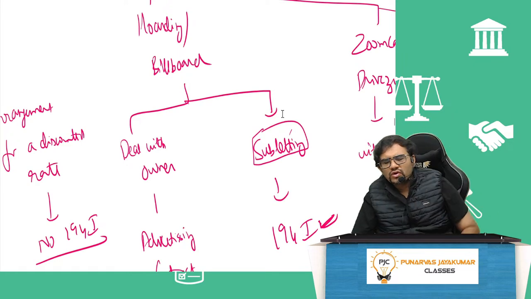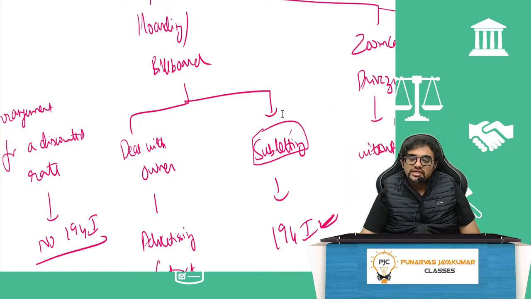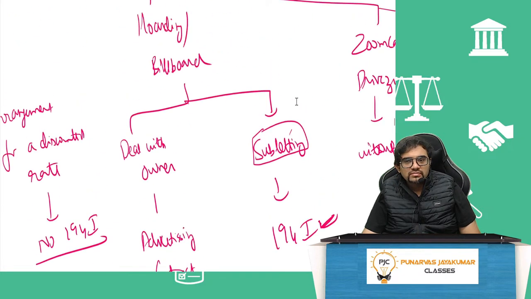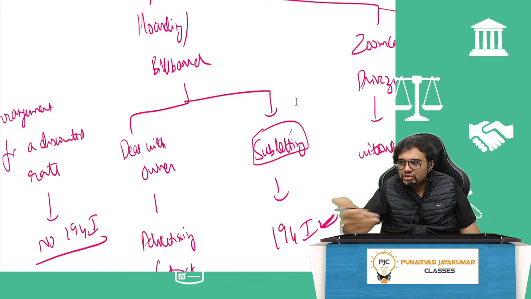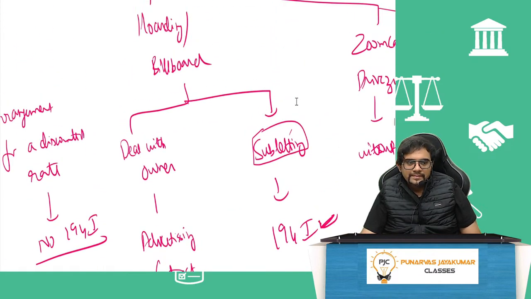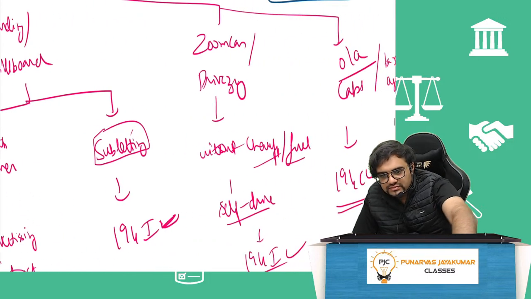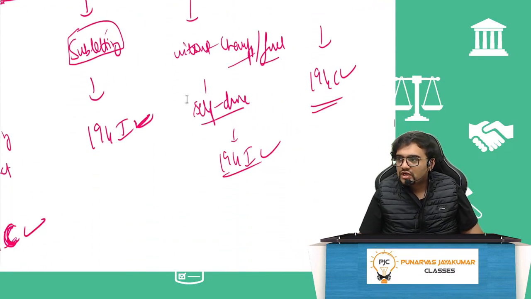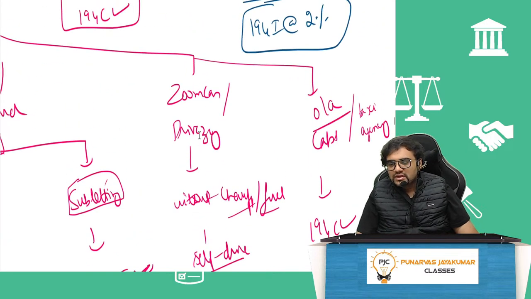You would have seen a lot of hoardings, billboards, etc. outside. If I had made a direct deal with the owner, then it's an advertisement contract under 194C. Otherwise, it will be like a subletting. Basically, I have taken on rent that particular billboard and I am renting it out to you, then it will be under 194I.